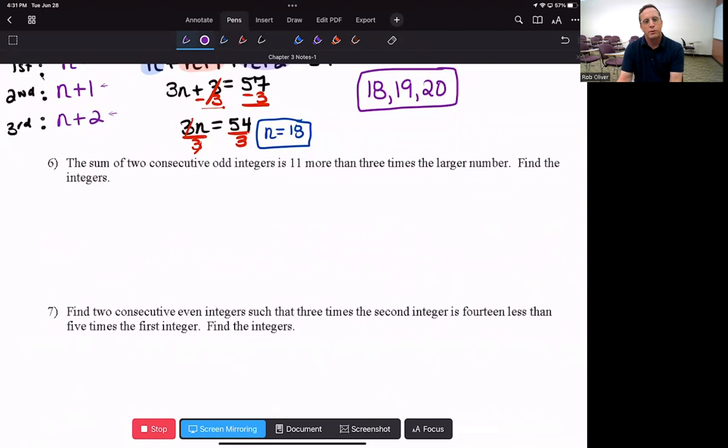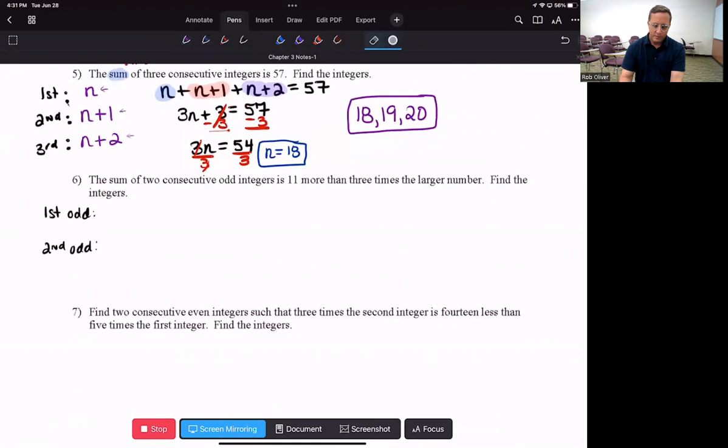Number 6, the sum of 2 consecutive odd integers is 11 more than 3 times the larger number. Holy cow. So we got 2 consecutive odd integers. Let's make sure we know what we're talking about. The first odd is going to be represented by n. The second odd is going to be represented by n plus 2.